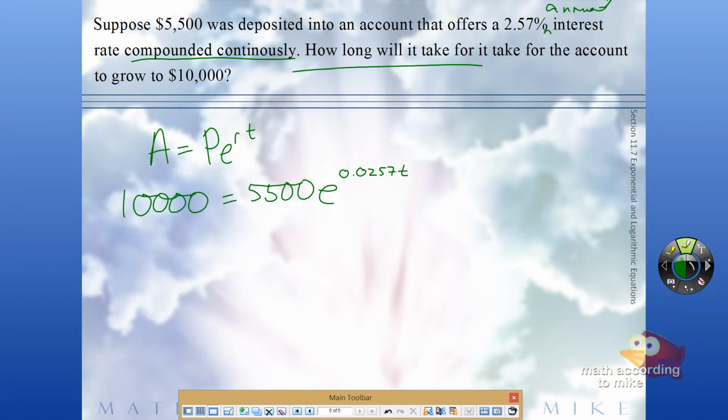But in order to use logarithms, we have to remember that the exponential guy has to be isolated. We currently are multiplying it by 5,500. So to undo that, we're going to divide both sides by 5,500.